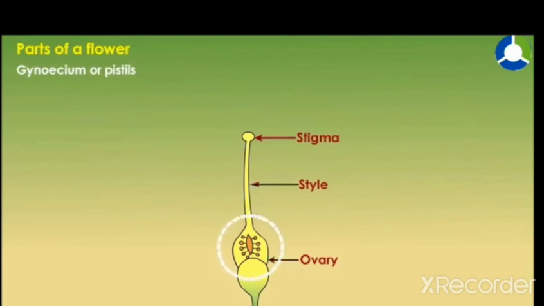The basal swollen part of a pistil is called the ovary. The ovary bears ovules on a swollen tissue called placenta. Each ovule contains the female reproductive cell or egg.